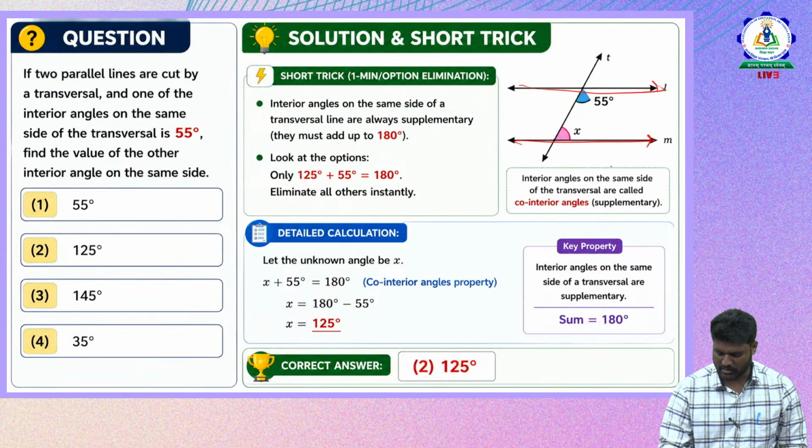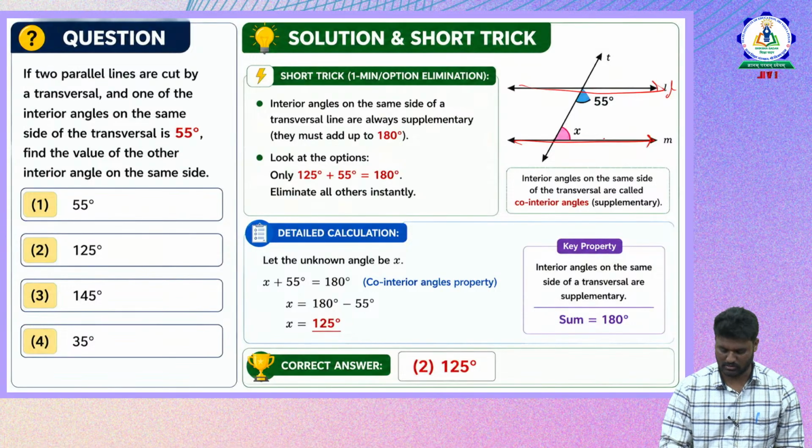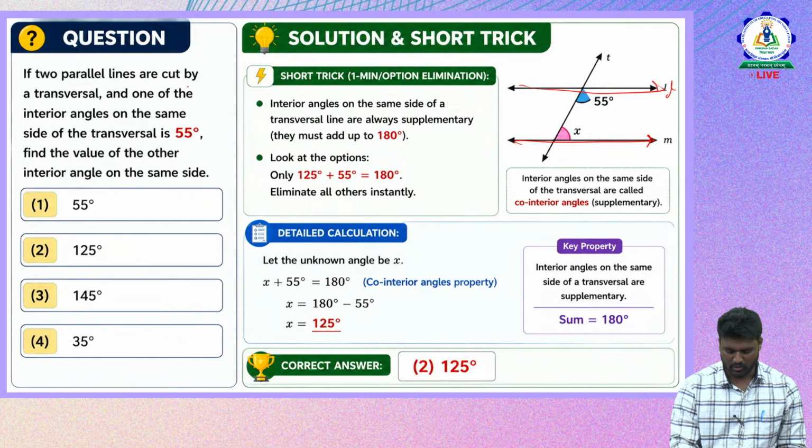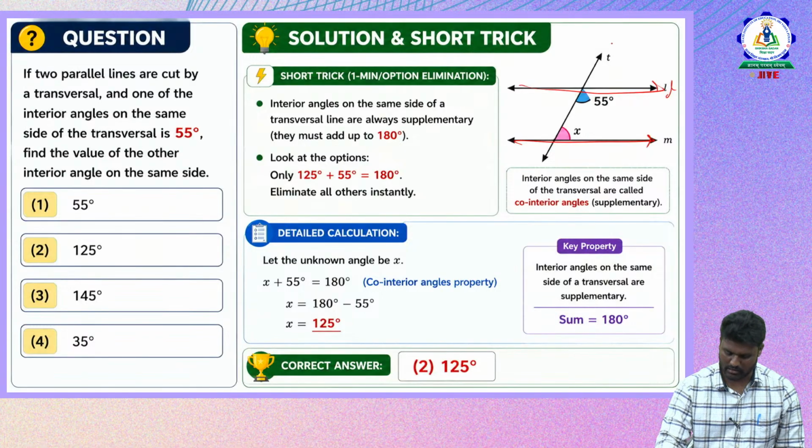Let us assume the parallel lines are L and M. What is the concept of parallel lines here? The distance between the two given lines is the same. If the distance is the same, then we say that the given lines are parallel lines. These parallel lines are cut by another line, and this line we call a transversal line.